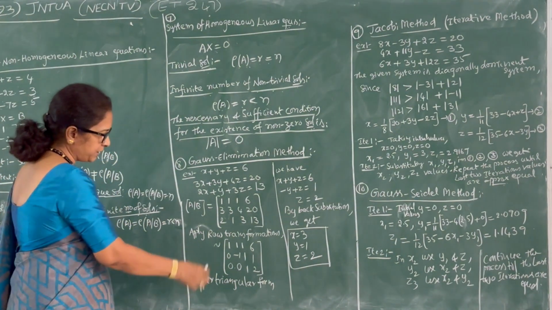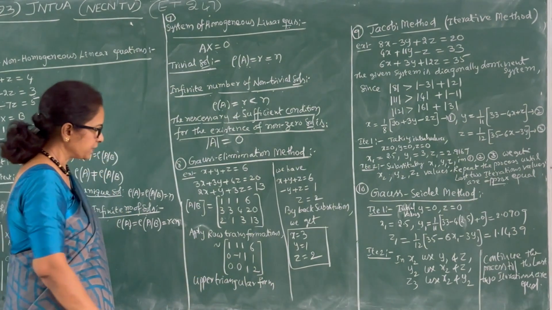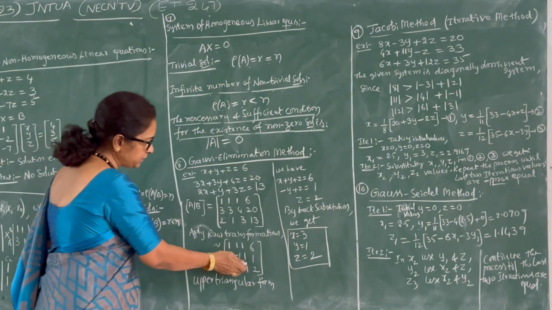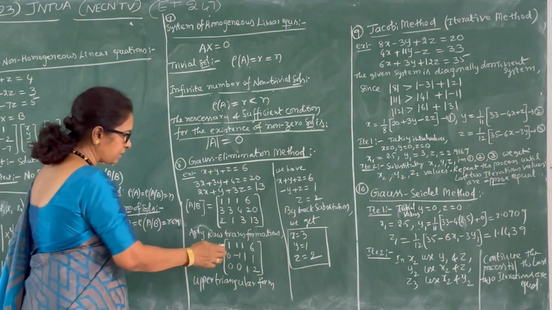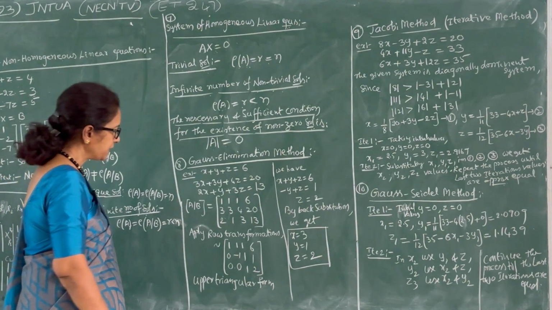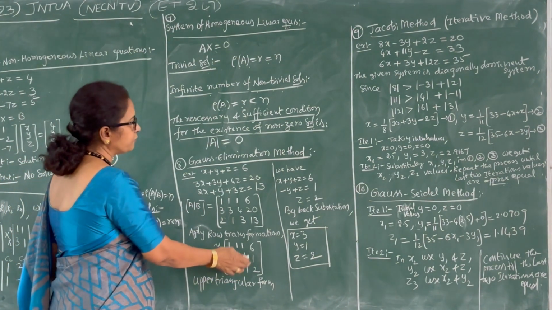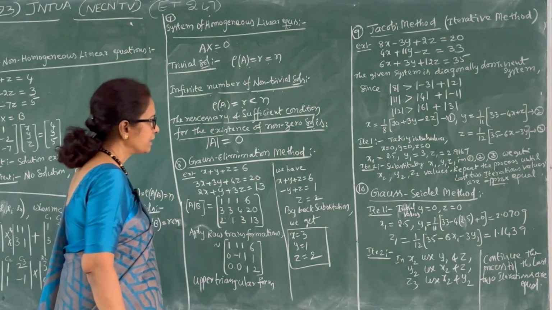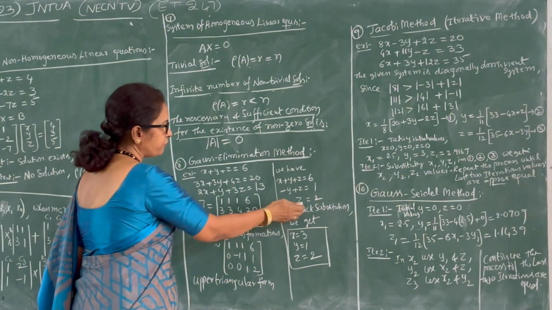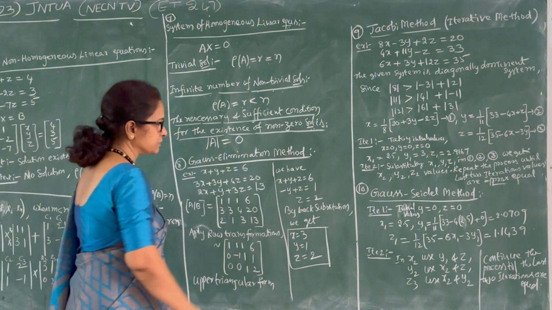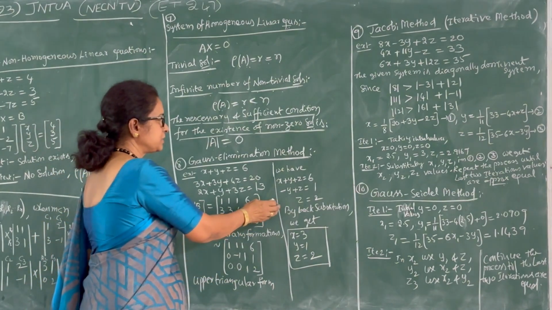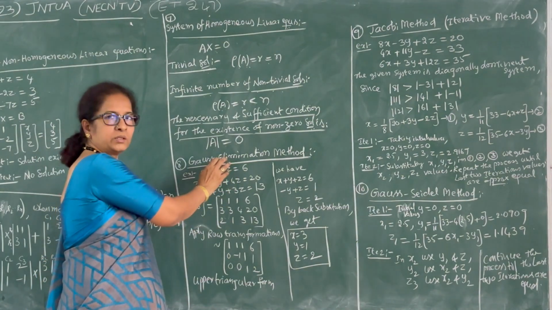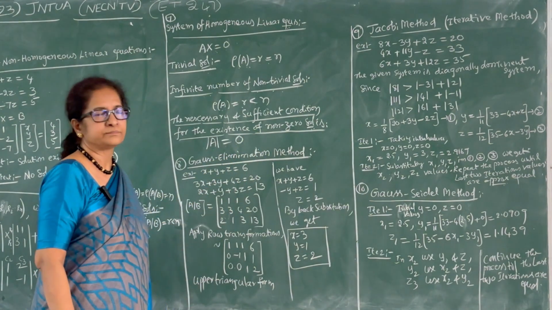Upper triangular form means all elements below the diagonal elements are zeros, and that form is called upper triangular form. So after getting upper triangular form, we have the equations like this. And by back substitution, we are finding x, y, z values. So this is the procedure for how to solve the given system of equations by using Gauss elimination method.